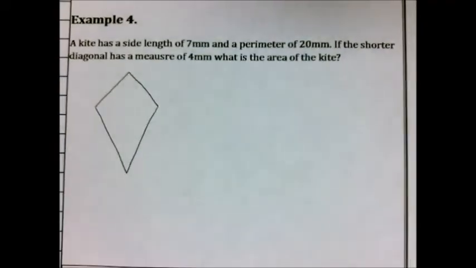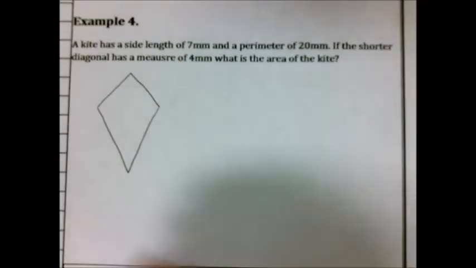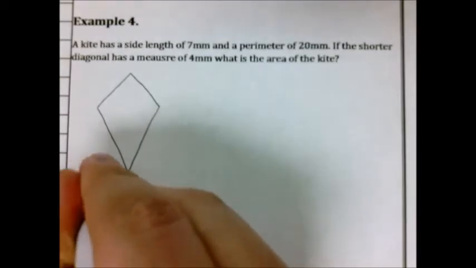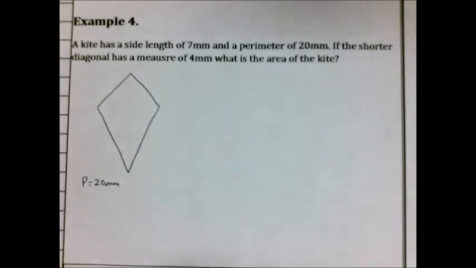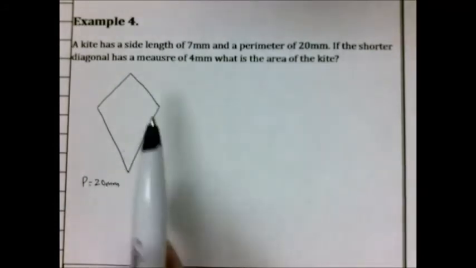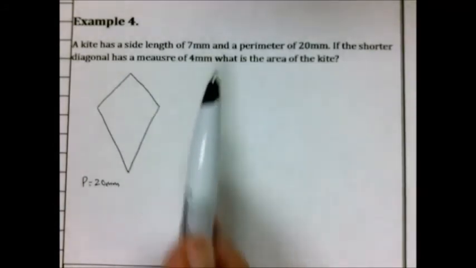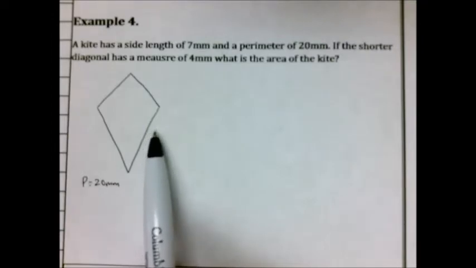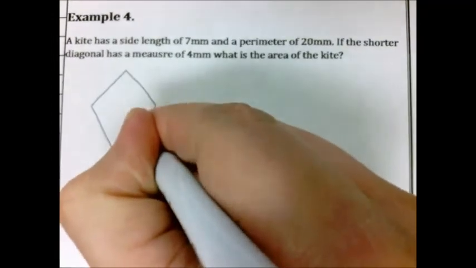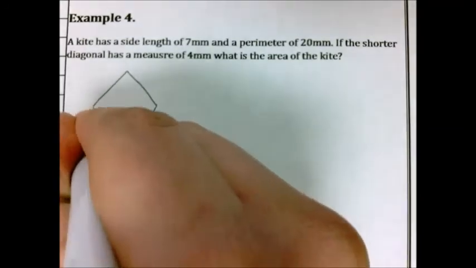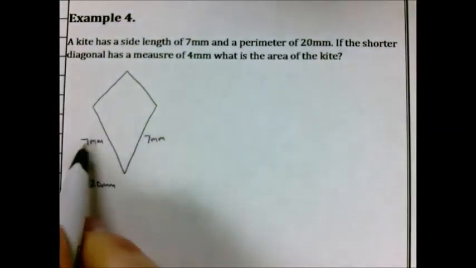Okay, and here let's list out some of the information we know, that the perimeter is 20 millimeters. And if the perimeter is 20 millimeters and one of the side lengths is 7 millimeters, remember that when you know one side length, you know the other side length, right? So this is going to be 7 millimeters. That means this has to be 7 millimeters as well.